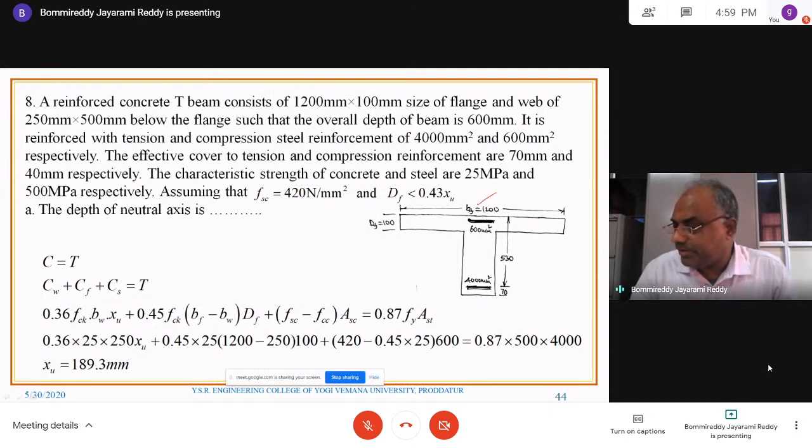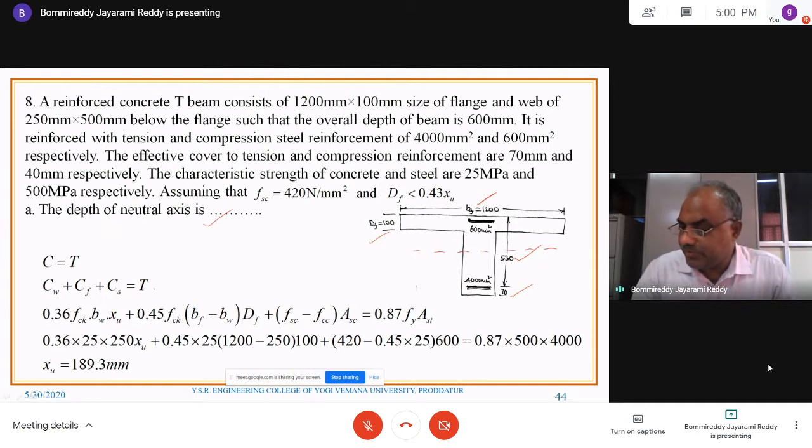Width of the beam given BF 1200, DF 100, then effective depth 530, effective cover to tension reinforcement 30, and area of the compression steel 600, area of the tensile steel 4000 mm square. So what is the question here? Depth of the neutral axis. You know here the reinforcement is considerable, and assuming that the neutral axis lies within the web.